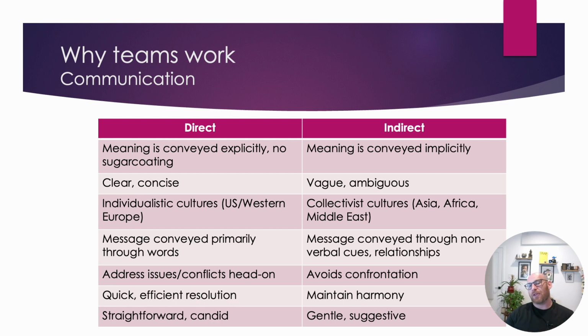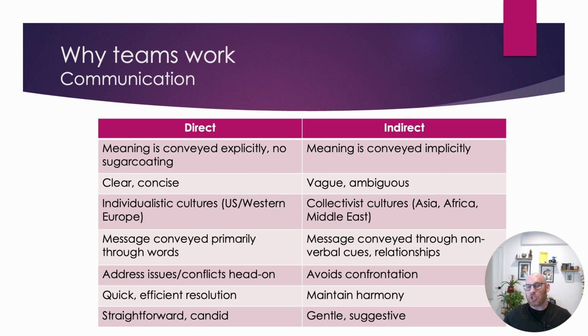In a direct style of communication, meaning is conveyed explicitly, and the speaker says exactly what they mean with no sugarcoating, whereas in an indirect style, meaning is conveyed implicitly and the speaker hints or suggests what they mean, allowing the listener to infer a message. Direct communicators are clear and concise, leaving little room for ambiguity or misunderstanding, whereas indirect communicators may be vague and ambiguous, leaving room for interpretation of the message.